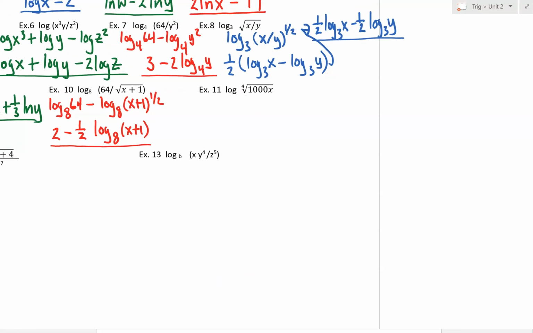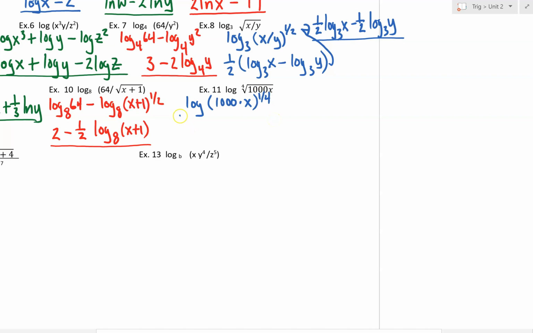Looking at the next one, we have a log of the 4th root of 1000x. So I know I'm going to have a couple things. I'm going to raise 1000x to the 1/4 power. And there's a multiplication between the 1000 and the x, which means there's going to be a plus. So we're going to have the following: log of, and then all of this is 1000. I'll just even put the times in here so we see it, raised to the 1/4 power.